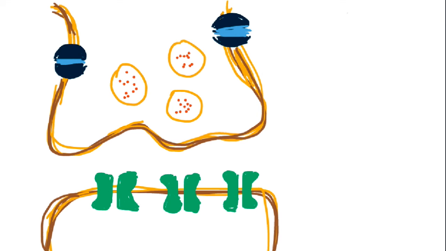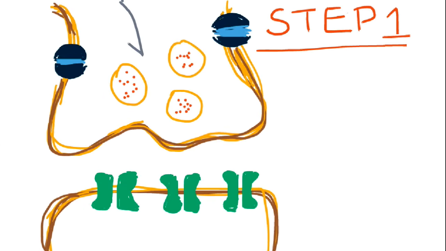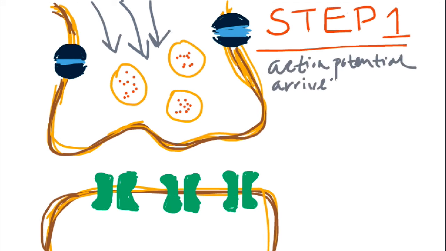This mechanism is called synaptic transmission and involves 8 distinct steps, which I'll be going through in this video with you to hopefully allow you to understand what exactly synaptic transmission is. So step number 1, the first thing that happens is an action potential propagates through the presynaptic neuron and reaches the end of the axon.